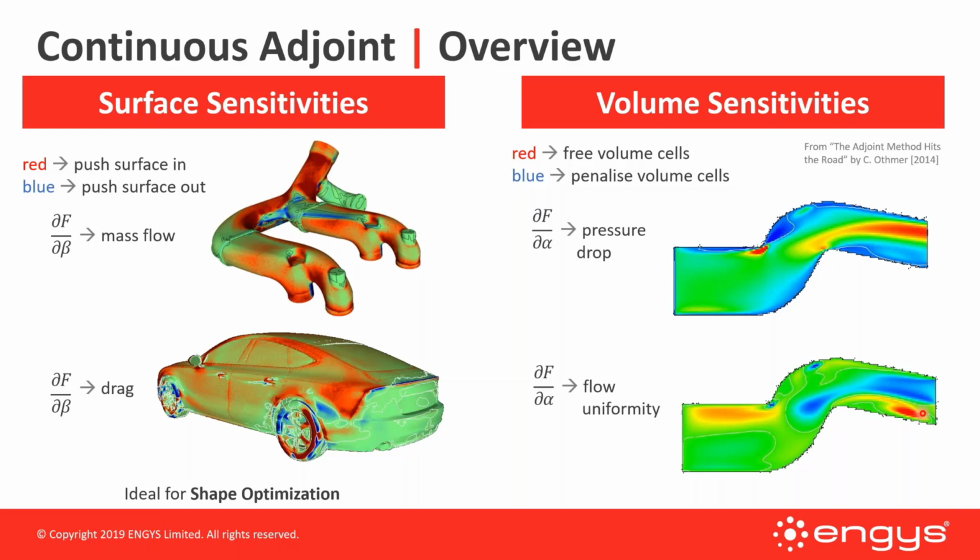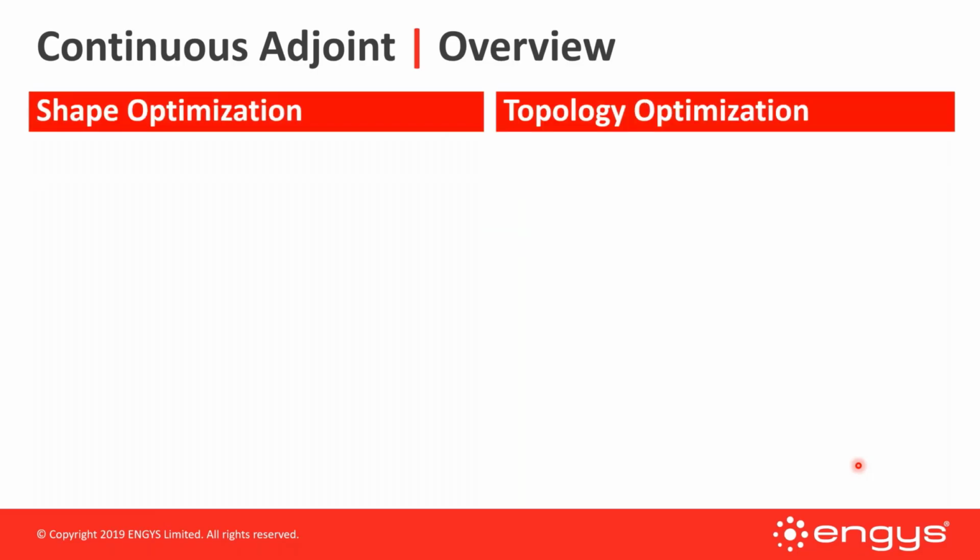Now, calculating both of these is a large component of the algorithm, but what do we do with this information? How we treat this in shape optimization, or in topology optimization if we're using the volume sensitivities, is really key to the whole software. So just some further notes on shape versus topology optimization.